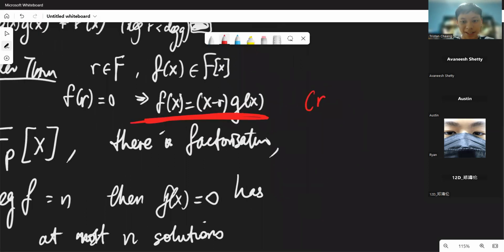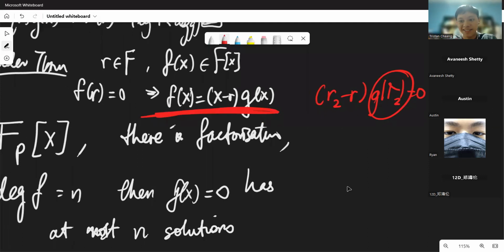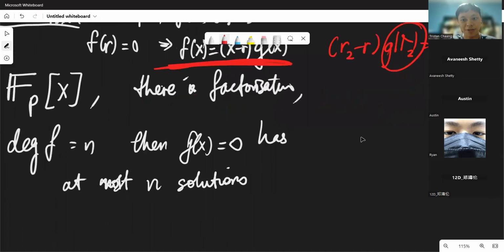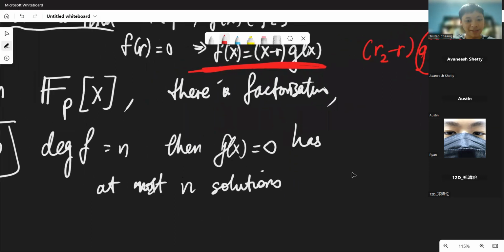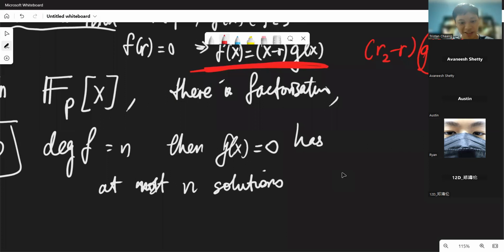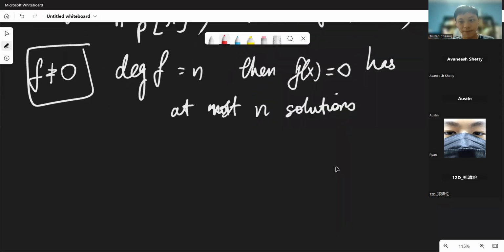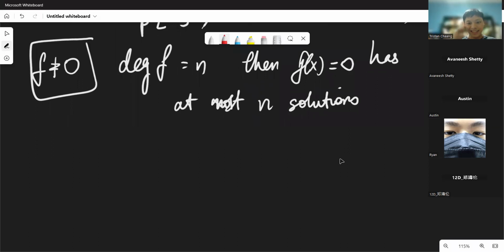So if there were a second root, that means (r2 minus r) times g(r2) is 0. But remember, in an arbitrary field, there are no zero factors. That means g(r2) is 0. That means in g(x), I can factor out an x minus r2. And then I keep going. I reduce the degree by 1 each time I have a new root. I cannot go on forever. I can only reduce the degree n times if the degree is n. So that's why I can only have at most n solutions. Okay, does that make sense?